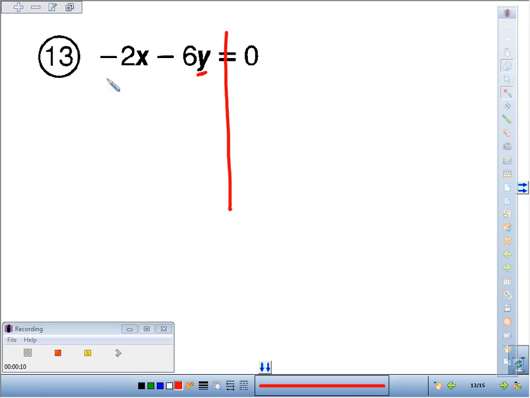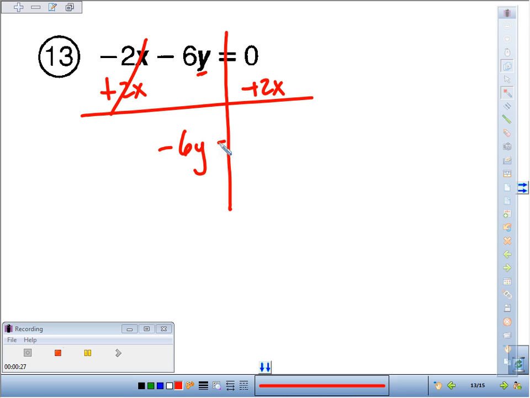So we get rid of the minus 2x. We'll add 2x to both sides. After that step, the minus 2x and plus 2x cancel. We'll have negative 6y equals 0 plus 2x, which is just 2x. Now, the inverse operation of times negative 6 is to divide by negative 6 on both sides. Negative 6 is canceled, leaving y by itself.